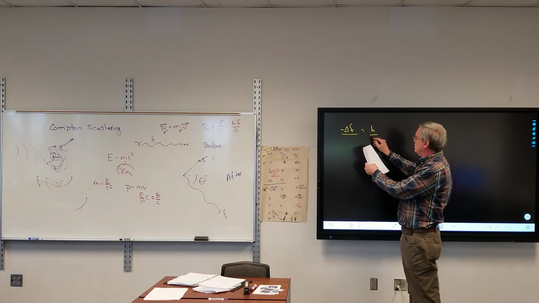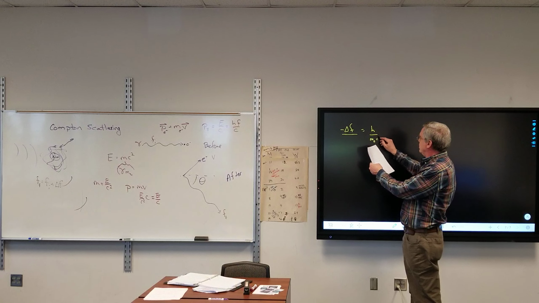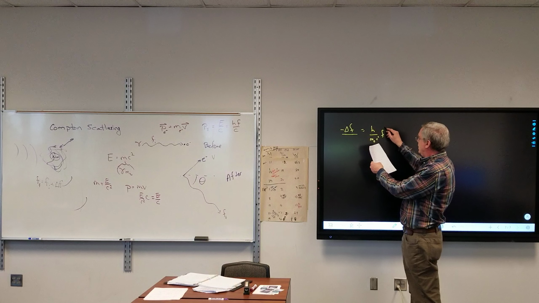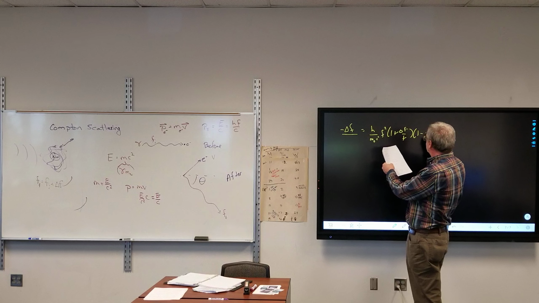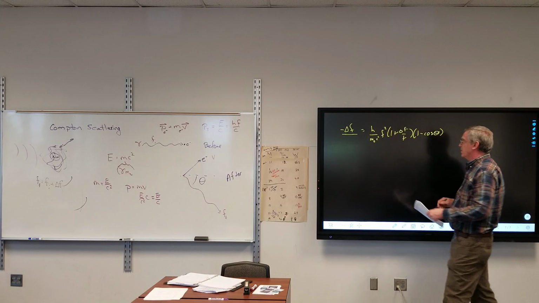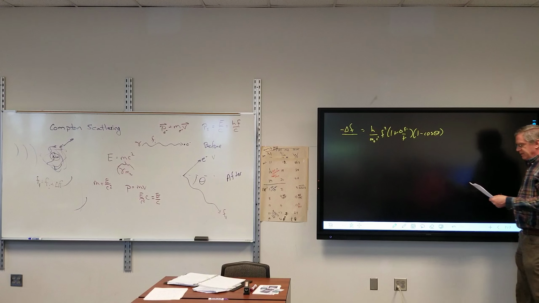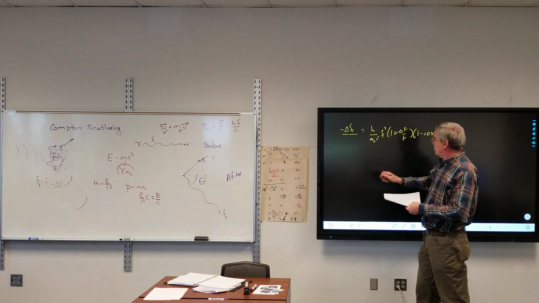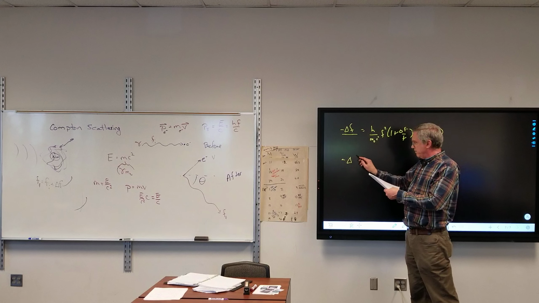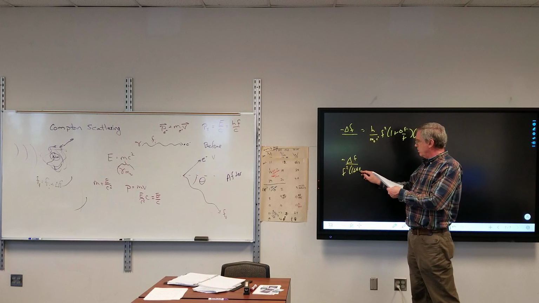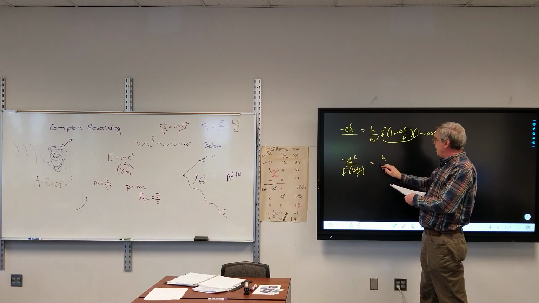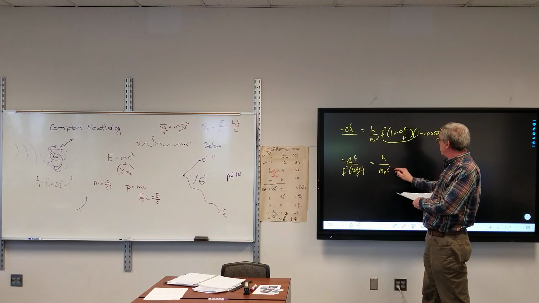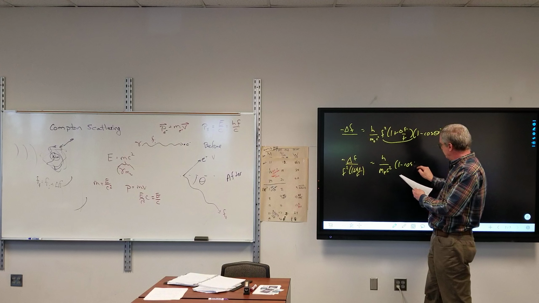equals h over mass of the electron, c squared, f squared, 1 plus delta f over f, 1 minus cosine theta. This should be what I just had written on the other side of the page. Getting the frequencies all on one side, I get negative delta f over f squared, 1 plus delta f over f. So just dividing both sides by this, I'm left with h over m e c squared, 1 minus cosine theta.